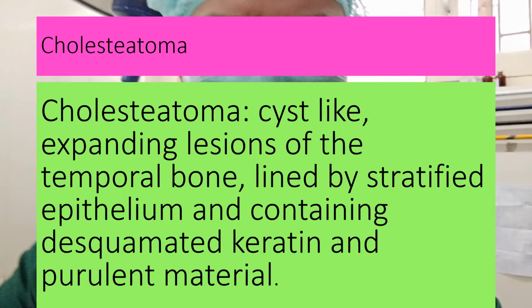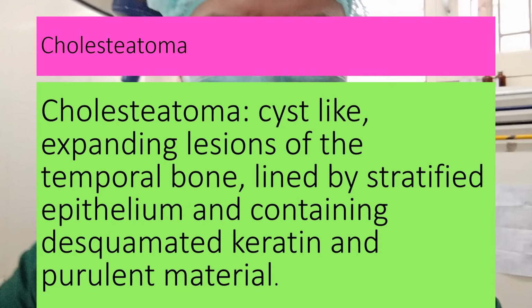So what is cholesteatoma? A lesion of which bone? Cholesteatoma is a lesion of temporal bone. Is it an expanding or non-expanding lesion? It is an expanding lesion. Is it cyst-like or not? It is a cyst-like expanding lesion of temporal bone. Is it lined by columnar or other epithelium? It is lined by stratified epithelium. What does it contain? It contains desquamated keratin and purulent material.